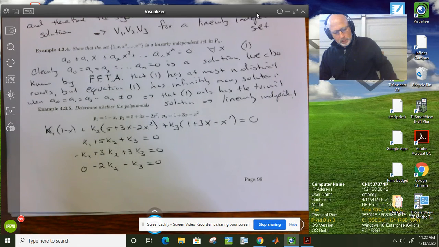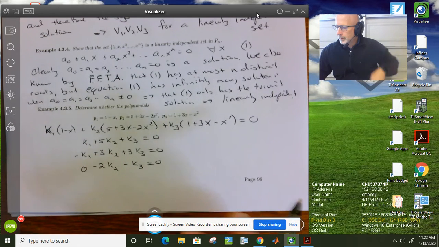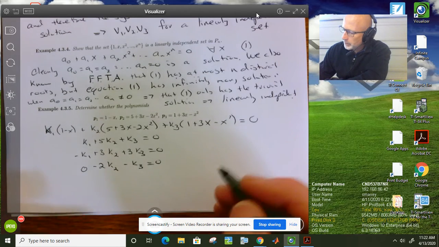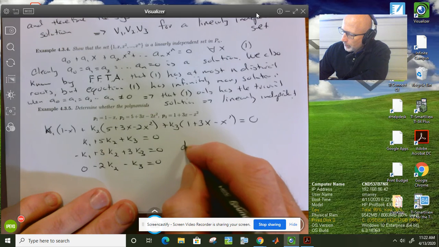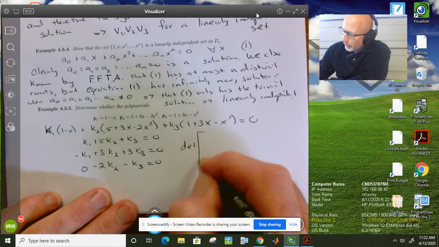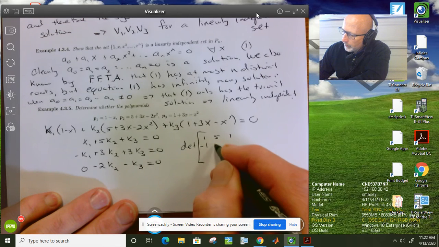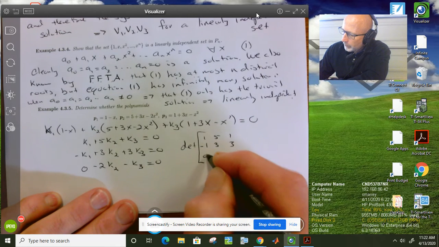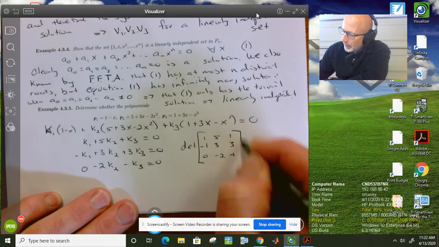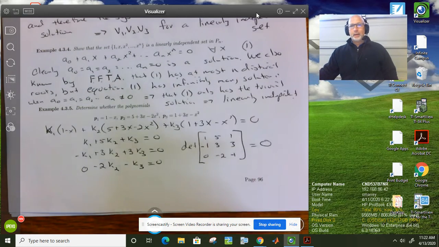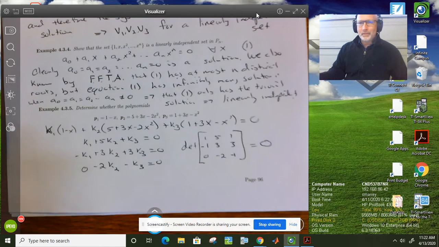Okay, and I'm going to let you figure this out on your own. You should be able to do this. If we figure out the determinant of the coefficient matrix 1, 5, 1, negative 1, 3, 3, 0, negative 2, negative 1, it turns out that this determinant is equal to 0. What does that mean? That means it's not invertible.